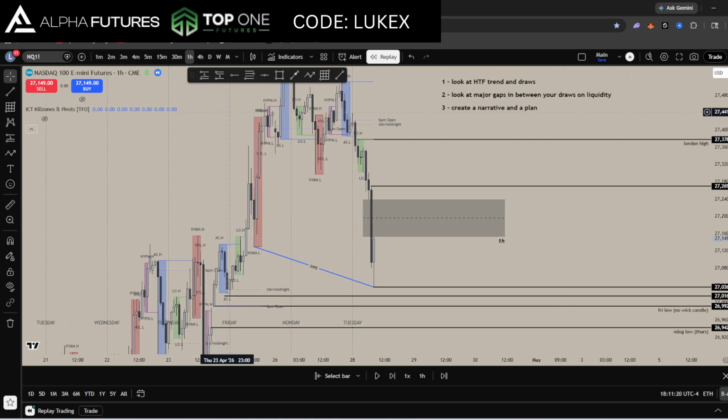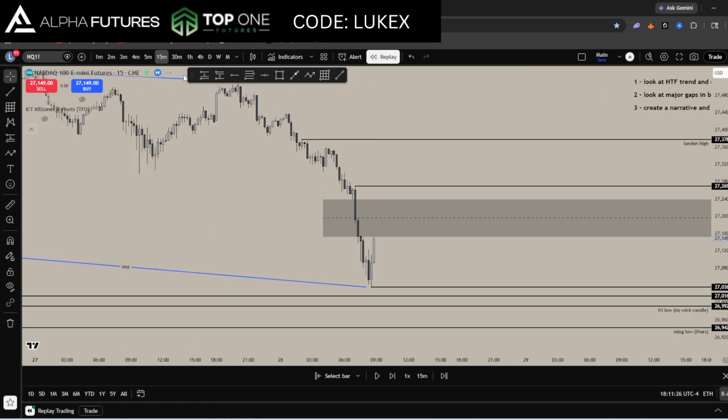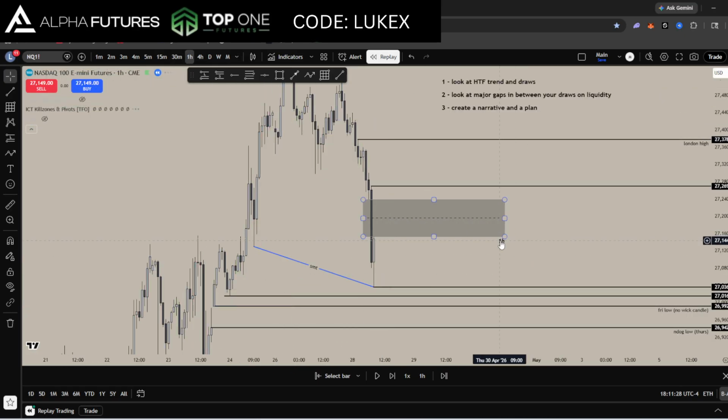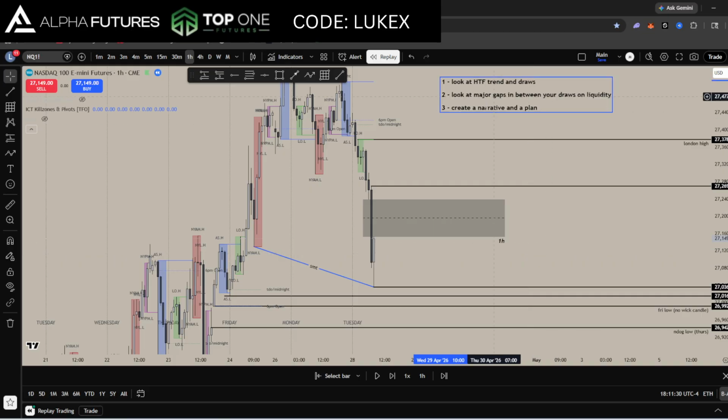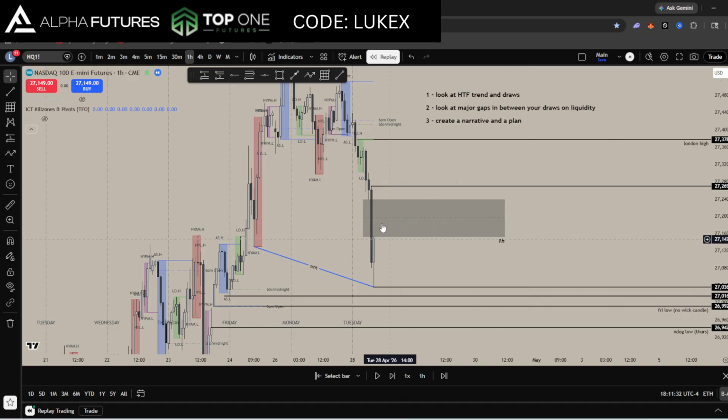So again, where's the biggest gap? What's the highest time frame gap? It's this 1 hour. Yes, we have a 30-minute, we have a 15-minute, all that, but this 1 hour is the highest time frame of all those. So it's a major gap in between our buy side draws and our sell side draws.